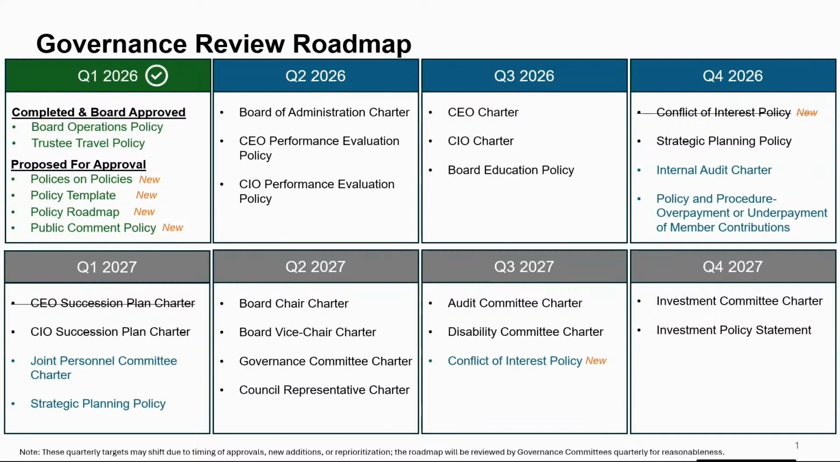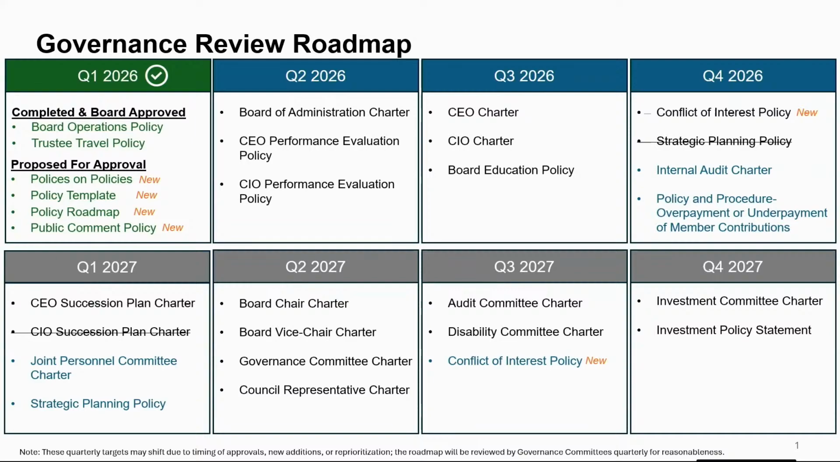So the first couple impacts are going to impact our Q4 2026 timeline. We'd like to move up the review of our internal audit charter. This was originally scheduled for 2028, but as we started working with our internal audit consultants, we noticed that their contract requires the internal audit charter to be looked at during the first year of their engagement, so that's why we're moving this up. We'd also like to move up the review of the policy and procedure on overpayment or underpayment of member contributions. We will be able to close out an outstanding audit recommendation if we get this updated, so that's why we're also moving this one up.